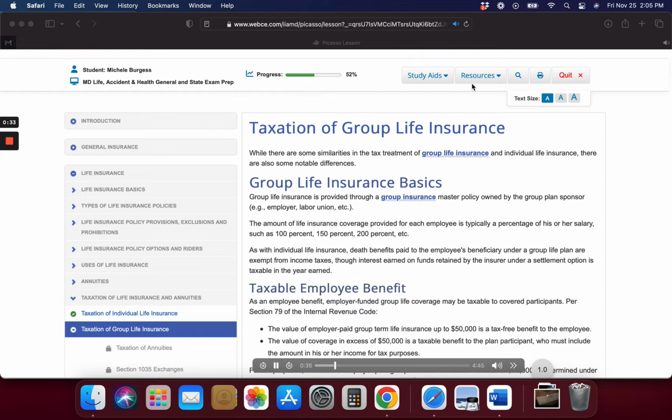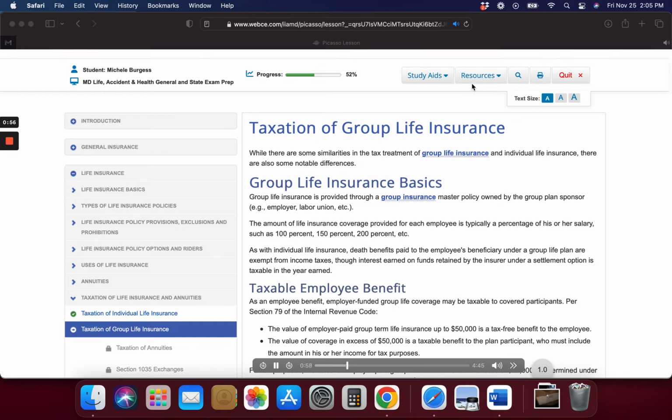As with individual life insurance, death benefits paid to the employee's beneficiary under a group life plan are exempt from income taxes, though interest earned on funds retained by the insurer under a settlement option is taxable in the year earned. Taxable employee benefit. As an employee benefit, employer-funded group life coverage may be taxable to covered participants.